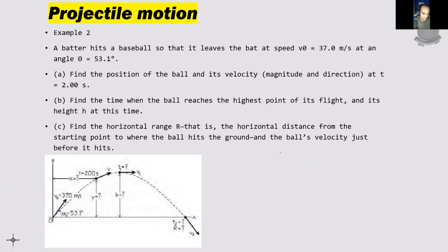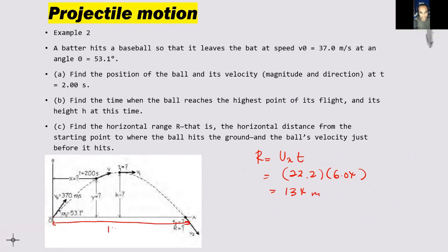So the range, or s, equals ux times t. So 22.2 times 6.04 seconds, and you have 134 meters. So you know that from here to here is 134 meters.